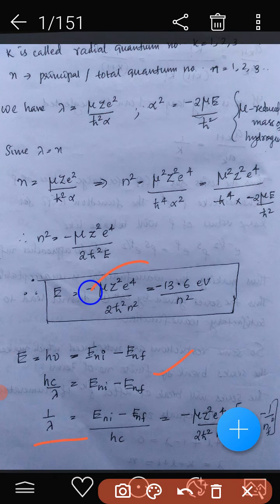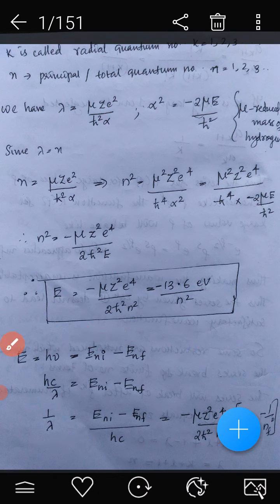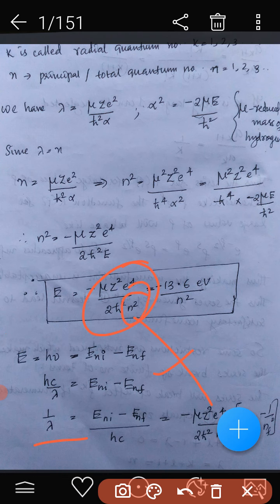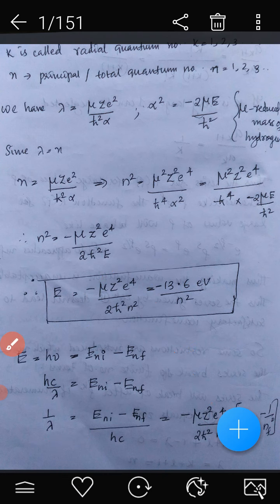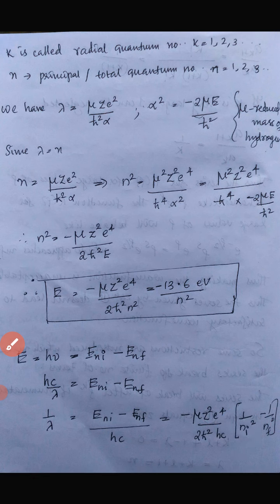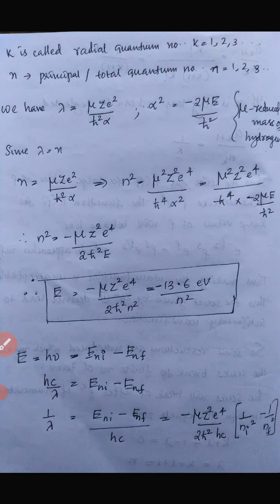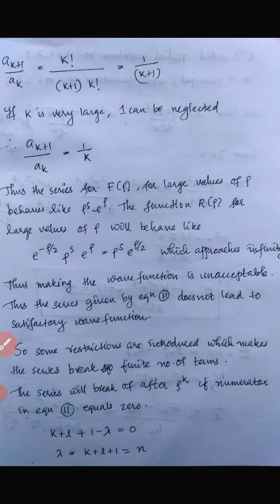This value I substituted, and here there is one by n square. So this is this value into 1 by n initial square minus 1 by n final square, where n is the principal quantum number. So this is about the hydrogen atom wave function and the solution of the radial wave function.